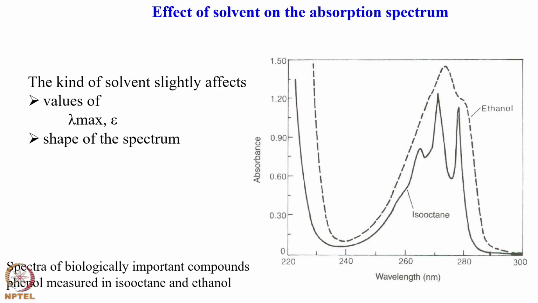Great. Now, we have looked at the effect of solvent on the absorption spectrum, right. So, I want to show one example of how and why solvents affect the value of lambda max and the shape of the spectrum. Look at this spectrum of a biologically important compound, phenol, measured in isooctane and ethanol. In ethanol this is a broad spectrum, however in isooctane you see clearly 3 peaks. So, many times the solvent plays an important role.